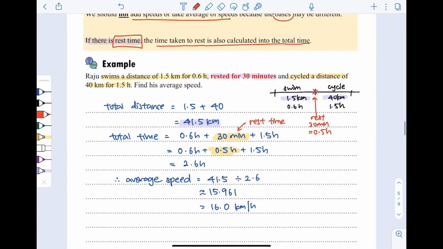Hence, our average speed will be calculated using total distance and total time, such that the answer will be 16.0 km per hour when rounded to 3 SF. And this is our approach when it comes to average speed.